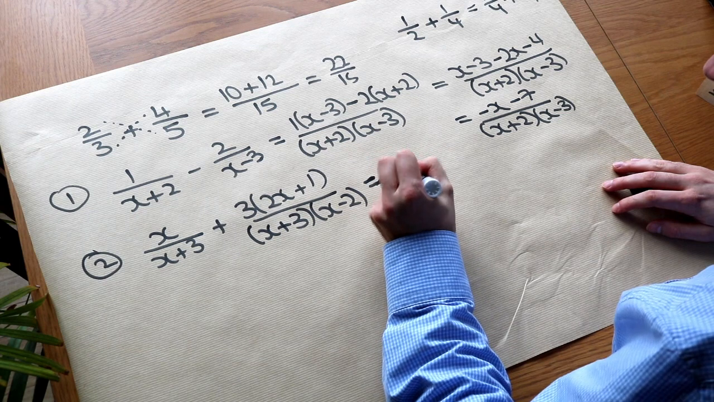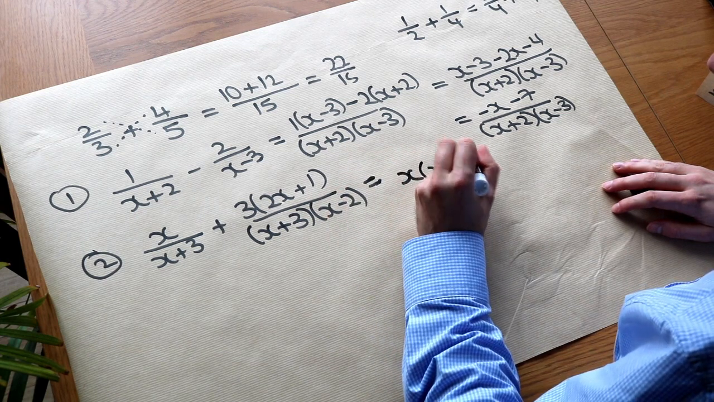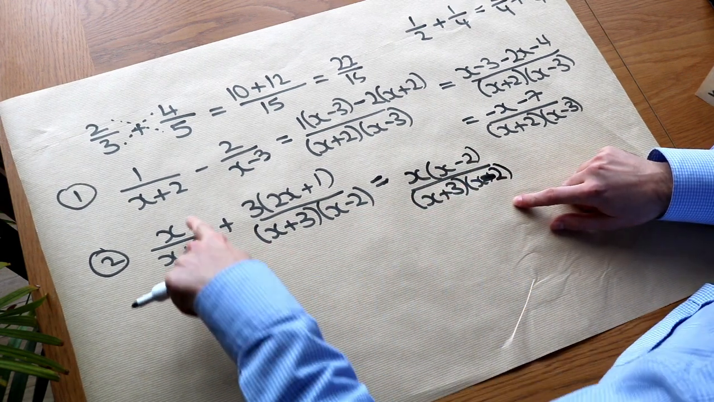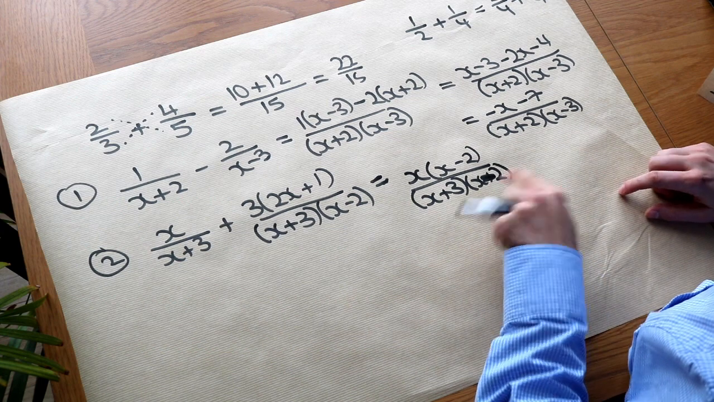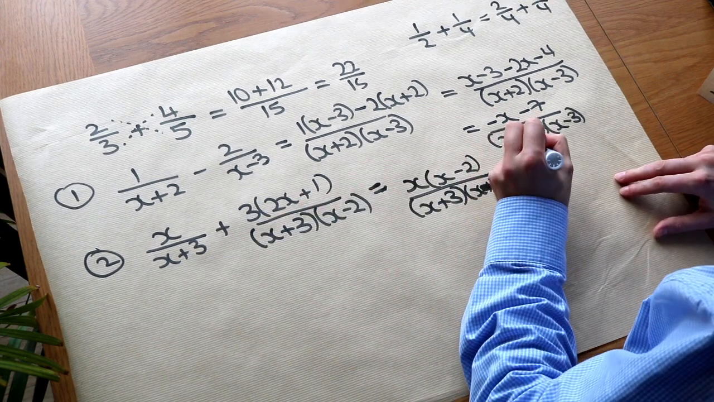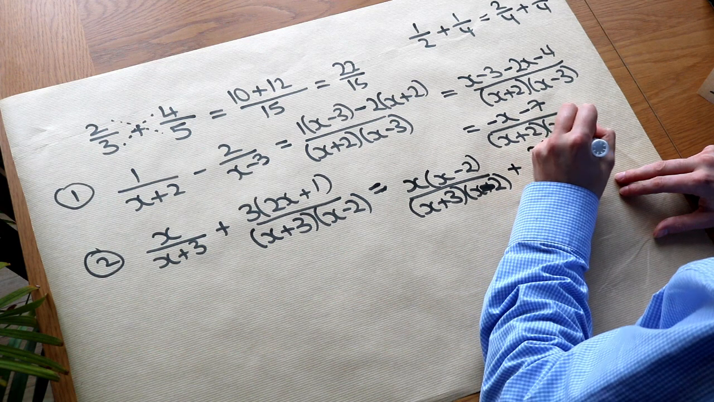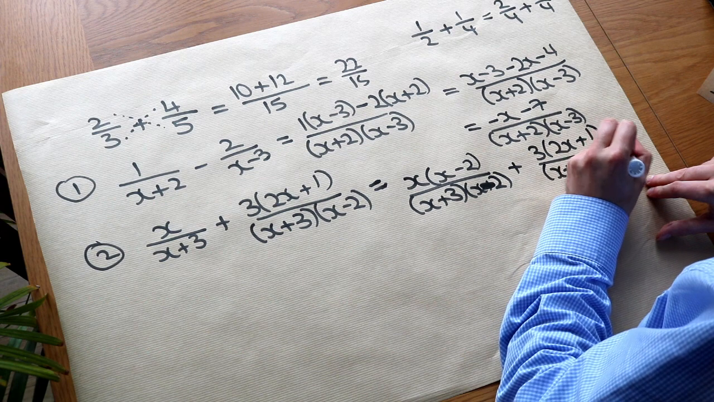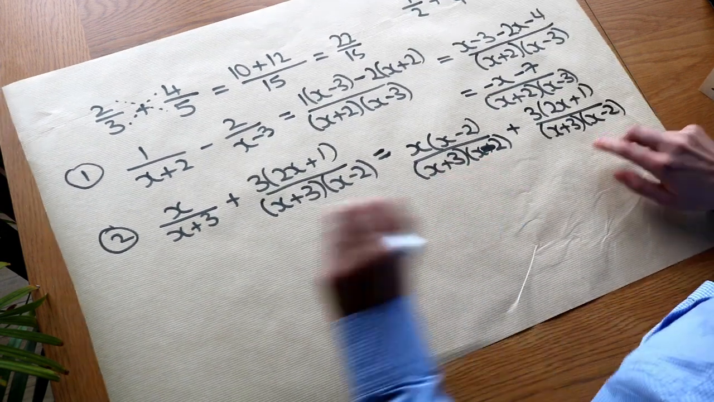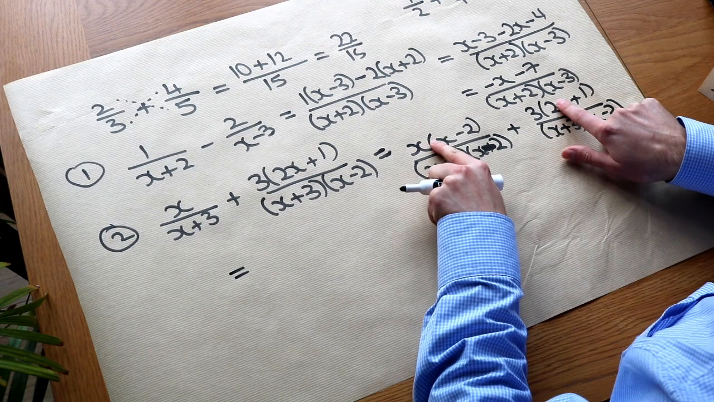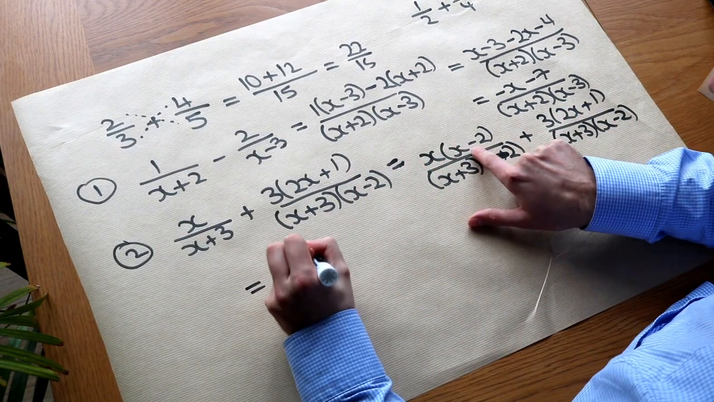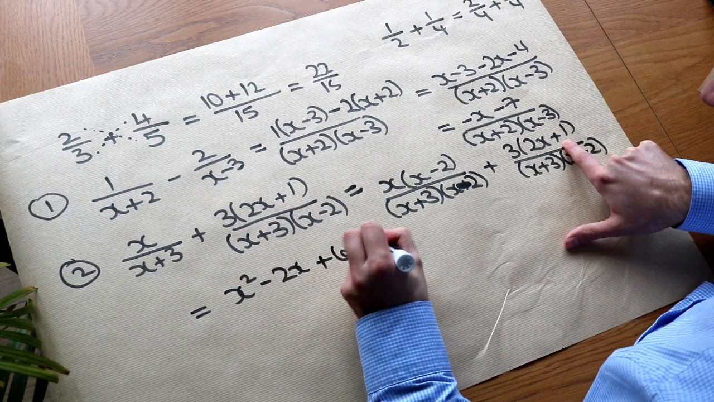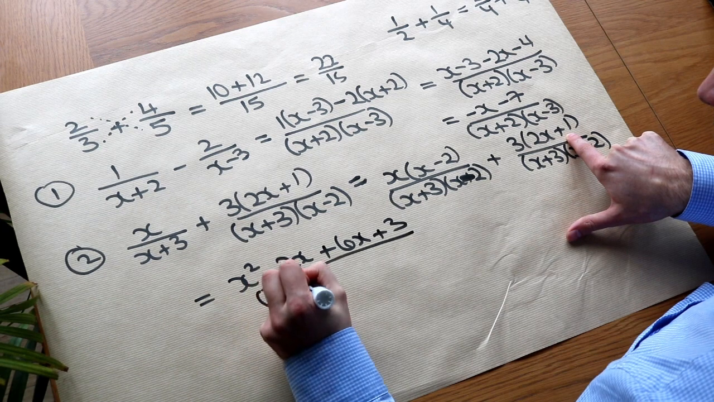So let's do that. x brackets x minus 2 over x plus 3, x minus 2. So that's just the first fraction. We've multiplied top and bottom by x minus 2. Sorry about that. And then we've still got that second thing here. So we've got 3 brackets 2x plus 1 over x plus 3 times x minus 2. And now, because it's a common denominator, we can just add these top things together. And I'm going to expand out at the same time. So we've got x squared minus 2x plus 6x plus 3 all over x plus 3, x minus 2.